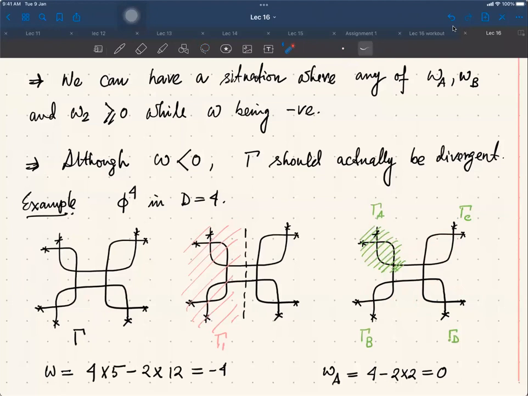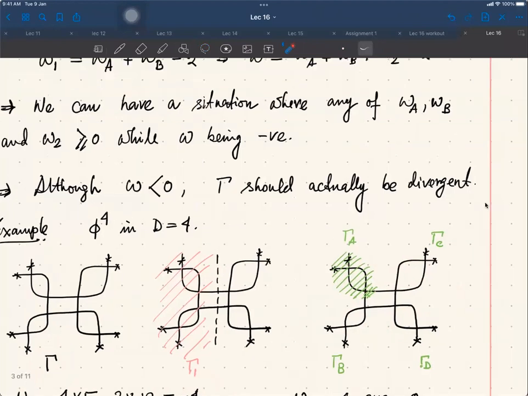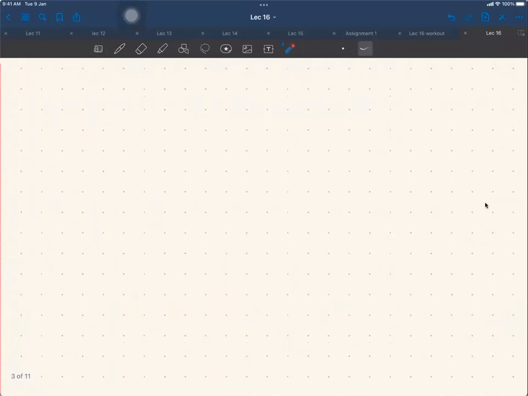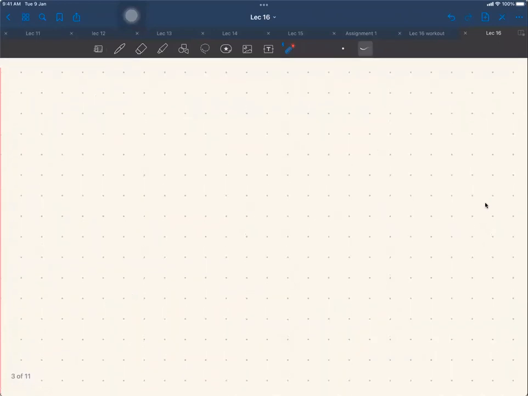However, the total superficial degree of divergence of the entire graph gamma is negative. So it's superficially convergent, but actually the graph has divergence. So what is the meaning of this? For every graph gamma, the UV divergence comes from the corresponding region of coincidence.